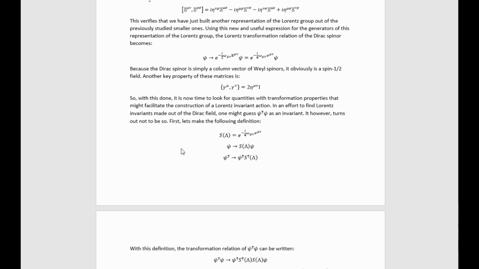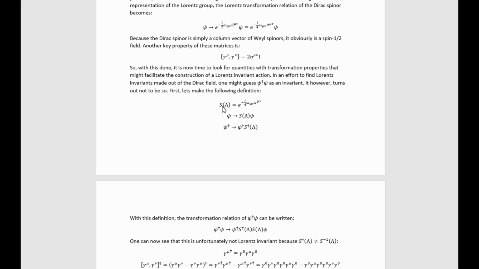First, let's make the following definition. I define this S of lambda matrix just to make it so that I don't have to keep sticking this exponential everywhere, which would make things look much more complicated unnecessarily.